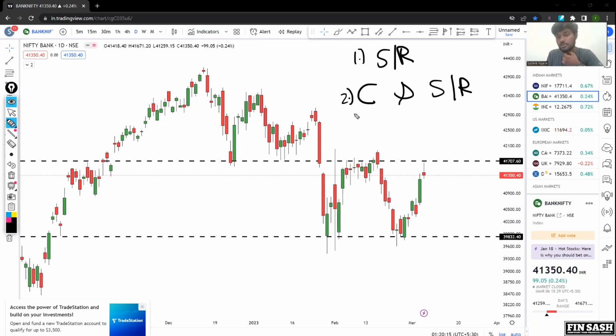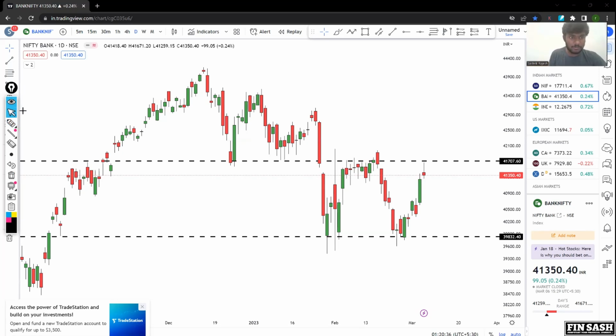What else? So now let's talk about the different time frames in which support and resistance are valuable, or for what kind of trader, in which time frame, support and resistance is valuable. All right, so let's get started with that.